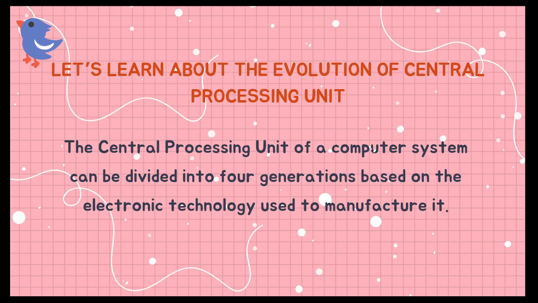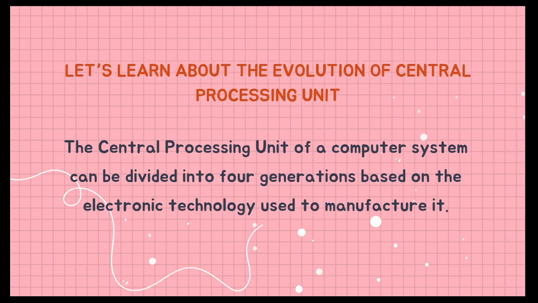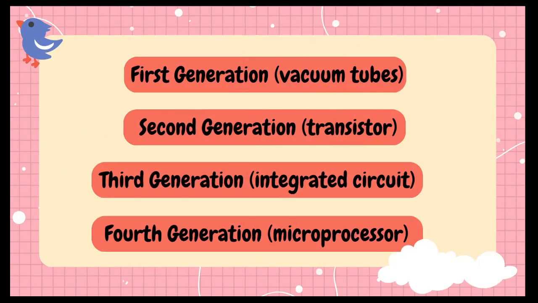So now let's learn about the evolution of CPU. The central processing unit of a computer system can be divided into 4 generations based on the electronic technology used to manufacture it. There are 4 generations: first generation, second generation, third generation and fourth generation. In the first generation, they use vacuum tubes. Second generation, they use transistors. Third generation, integrated circuits. And in the fourth generation, we use microprocessors.